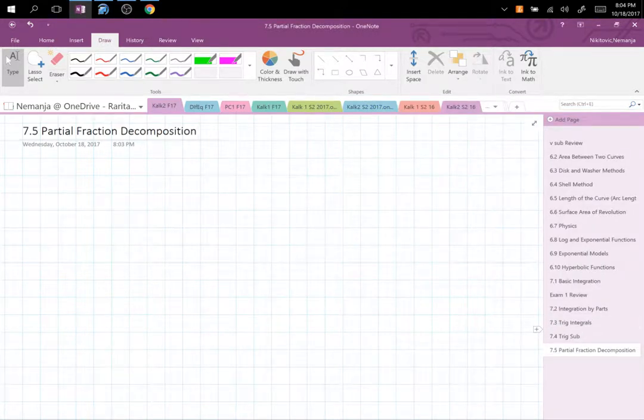Hello and welcome back to Calculus 2, section 7.5, partial fraction decomposition. In this section we are going to learn a new technique which deals with rational functions, when you have polynomial divided by polynomial. No square roots allowed, and clearly none of the previous techniques work, otherwise we would not need the new technique, right?